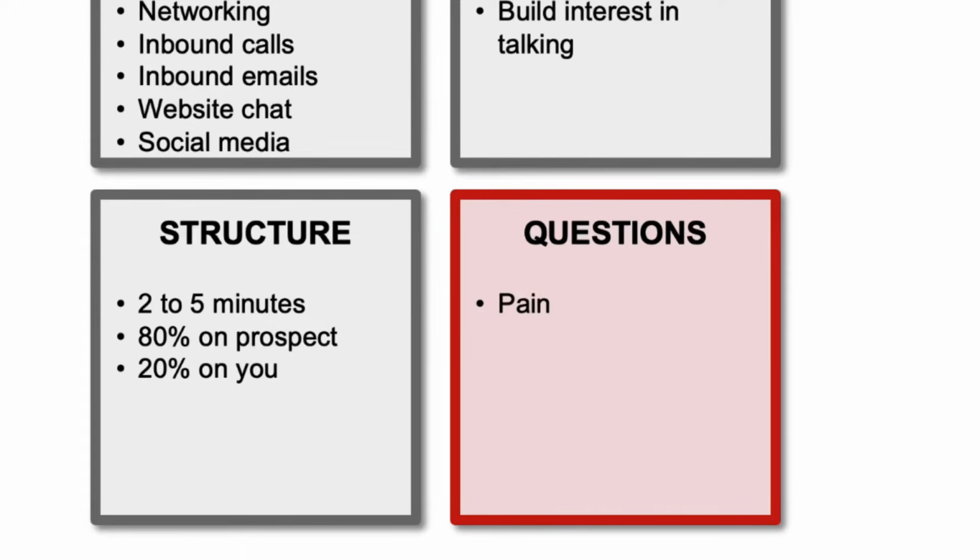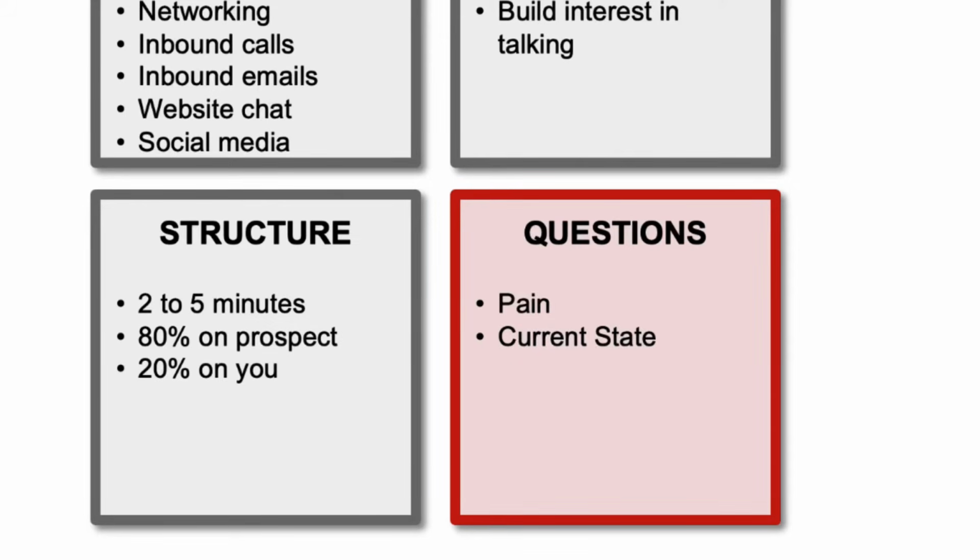You're trying to find a reason to talk more, and one of the best ways to find a reason to talk more is by asking questions that look to see if the prospect has the pain points or the concerns or the challenges that your product or service can help to resolve. Another type that are good to ask during the initial contact step are current state questions.